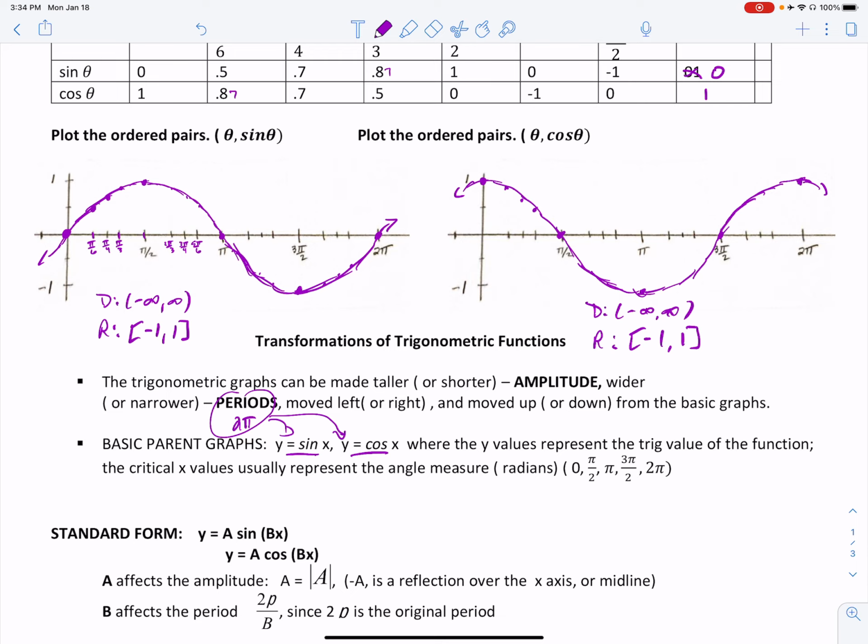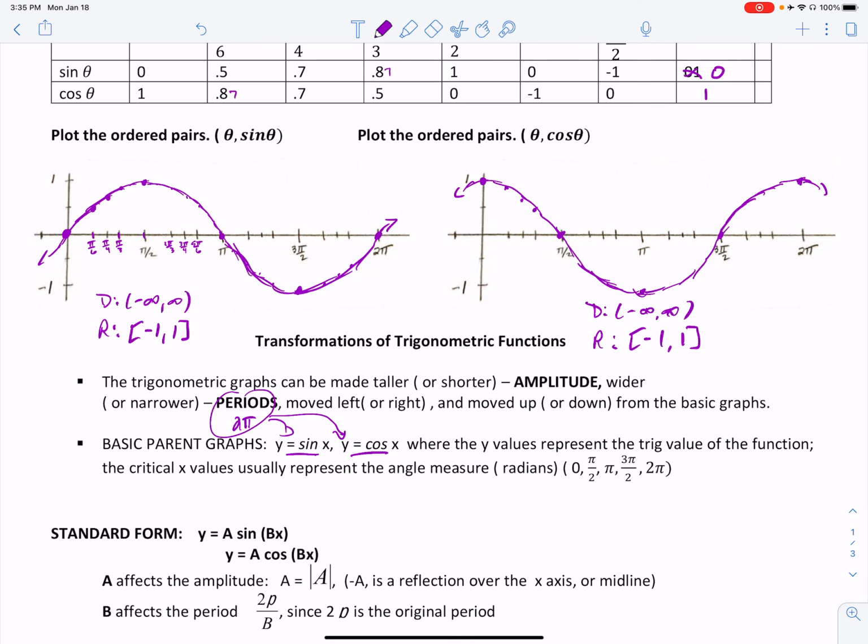But then we can change the period, because from 0 to 2pi, you get all possible outputs, and then the pattern just continues. It repeats itself. And so the period is the length of x values for which you get the entire picture before it starts repeating again. And so we can also move these left and right and up and down, and we'll look at that in our next lesson.